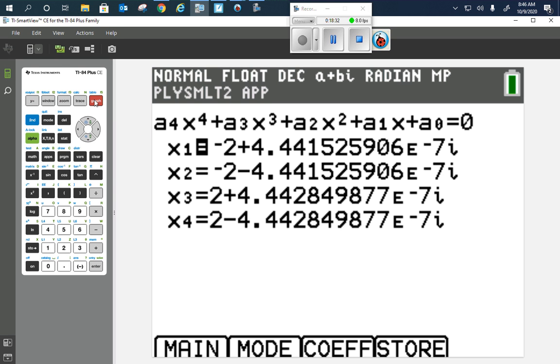First of all, how many answers do you see? 4. Do I expect 4? Yes, because it was a 4th power. Let's analyze a couple of things here. What's this E negative 7 thing at the end of these? It is scientific notation. It says that number times 10 to the negative 7.